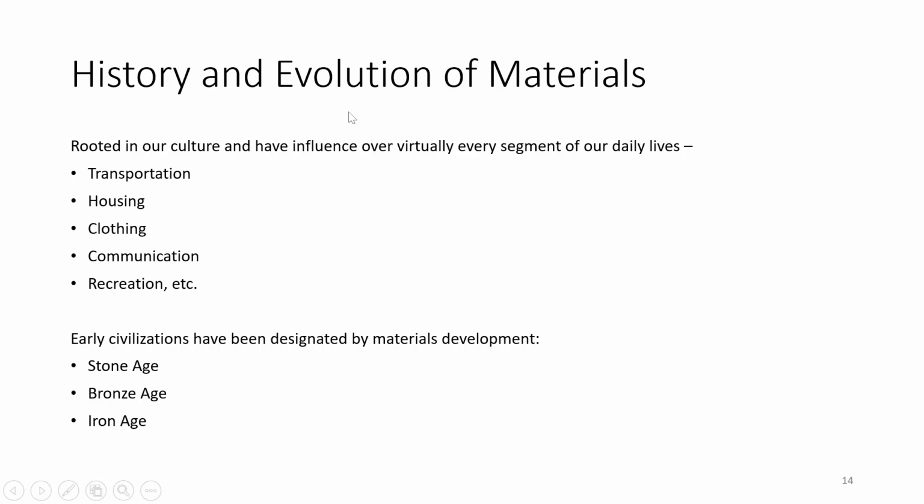History and evolution of materials. So I'll be going through lecture slides once more briefly. So materials, they are rooted in our culture and they have influence over virtually every segment of our lives, such as in transportation, housing, clothing, communication, recreation, etc. And the early civilizations are designated even by material development, such as Stone Age, Bronze Age and Iron Age.